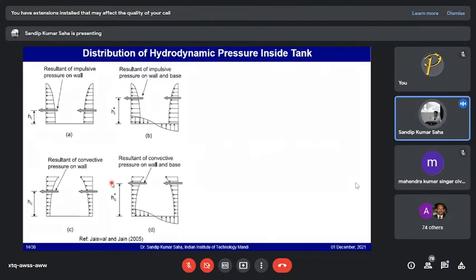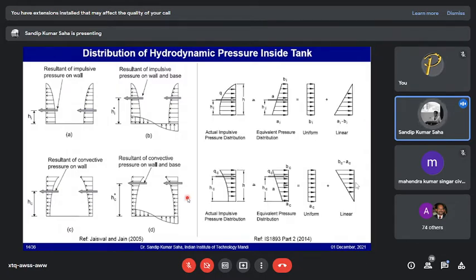For the convective mass, the maximum pressure will be towards the top surface of the liquid, and when you consider the base pressure at the base of the tank, the height of the convective mass will again be slightly greater than when the base pressure is not considered. This phenomenon has also been simplified in the code. The code gives linear distributions of this nonlinear profile, which can be calculated per the given equations, depending on the dynamic characteristics of the impulsive as well as convective masses, which I will show you again in subsequent slides.